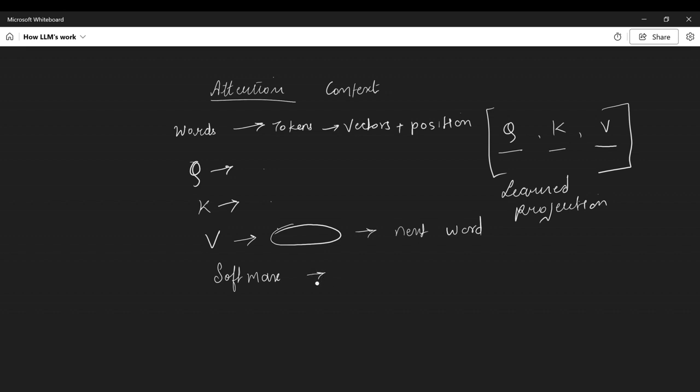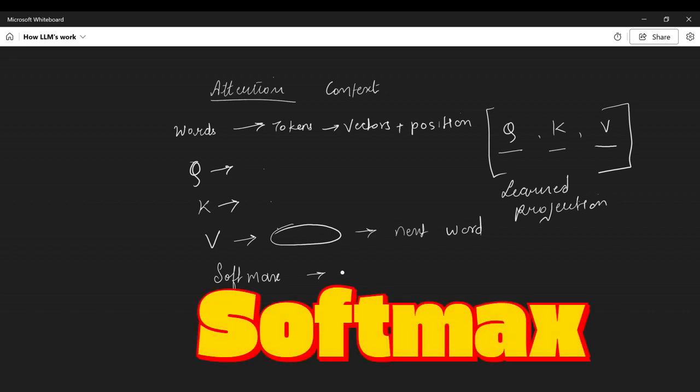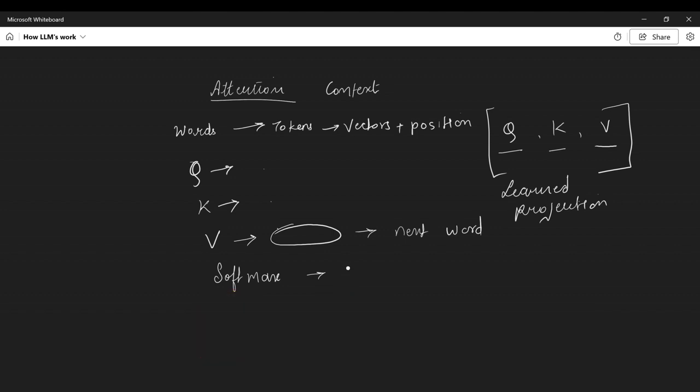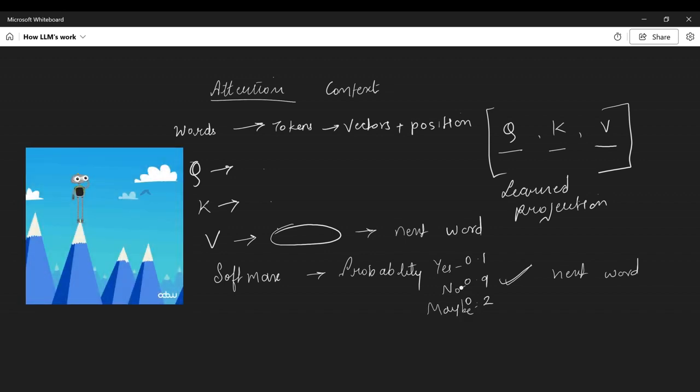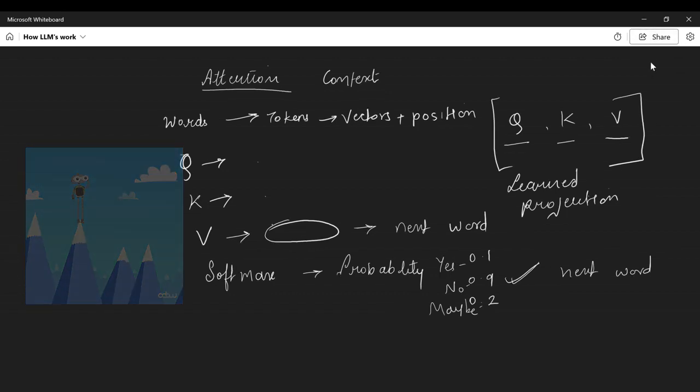And the softmax process ensures the weighted sum is 1. So everything you add, the sum should be 1, so that it's easy to know for which word the probability for the next word from this set is the highest. So if there are values 0.1, 0.9 and 0.2, then 0.9 is the word which will have the highest probability of being the next word.